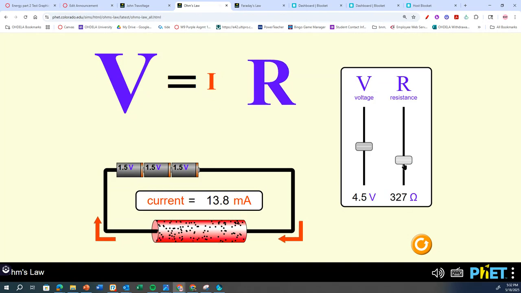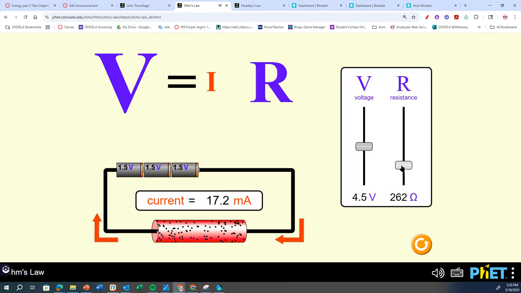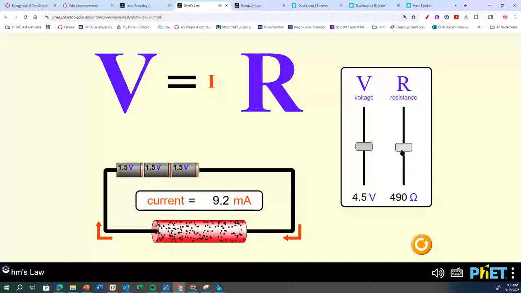So let's see what happened here. Here we have voltage at 500, about 500. Yep, 500. Let's do it. Close. 9.5 milliamps of current. If we reduce the resistance to half, we double the current. It went from 9 to 19.